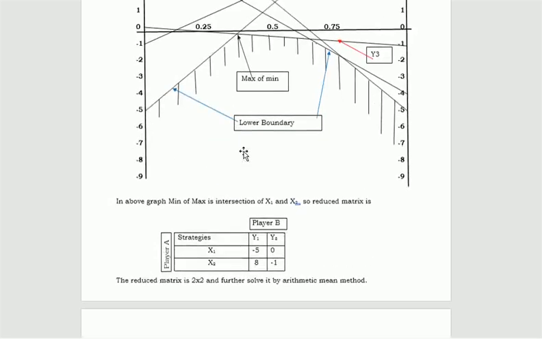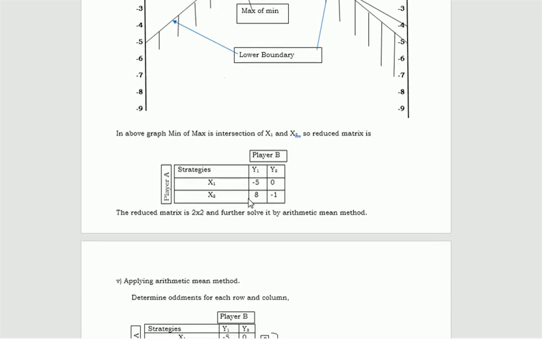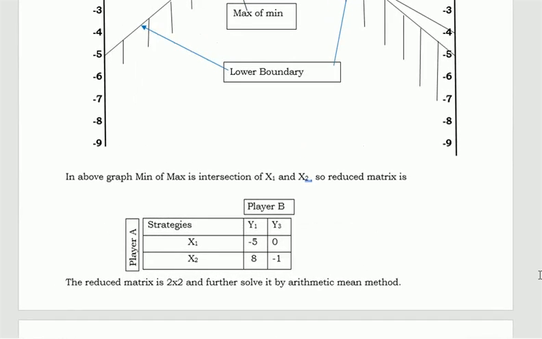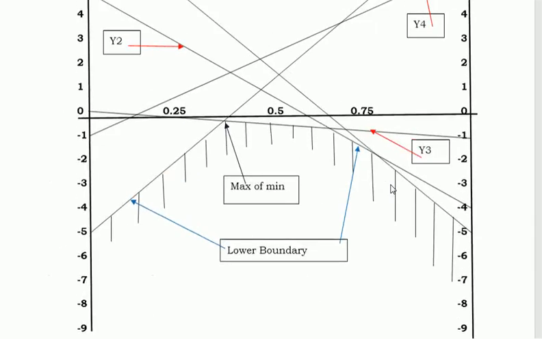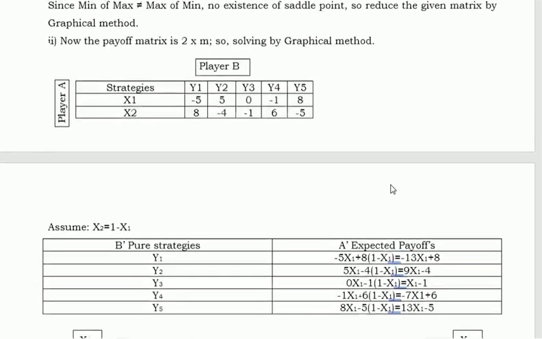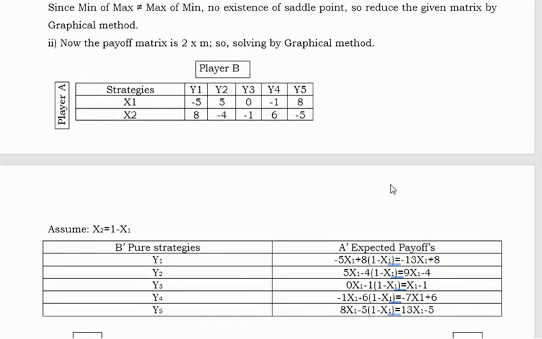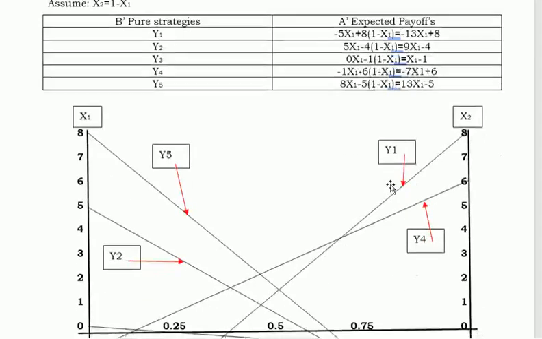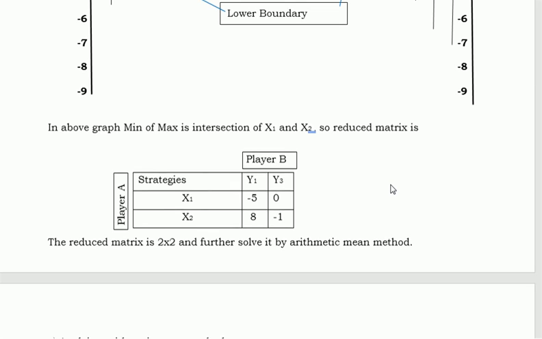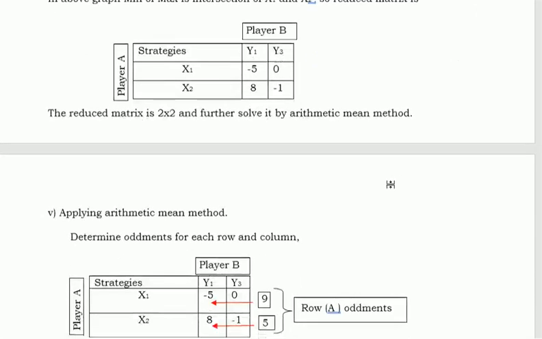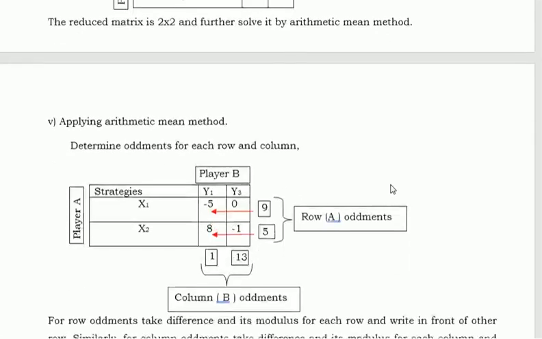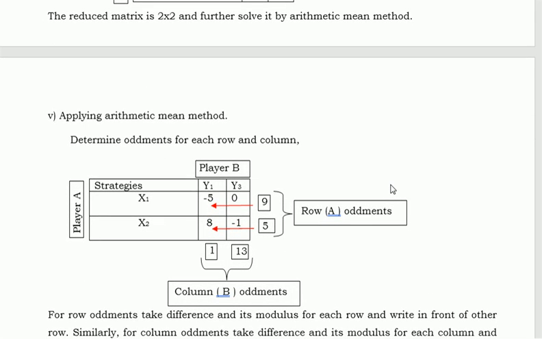So the reduced matrix is this one. Initially the order of the matrix is 2 by 5. Now it is reduced to 2 by 2. Further, we can solve it by the arithmetic mean method, as I explained in the previous one.